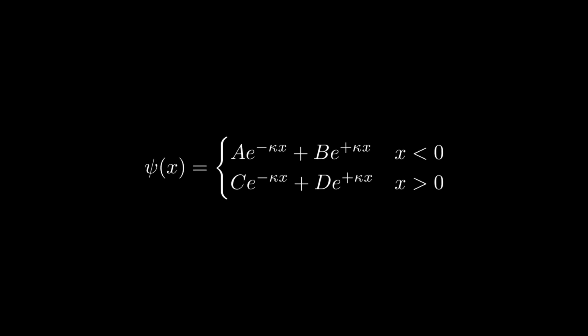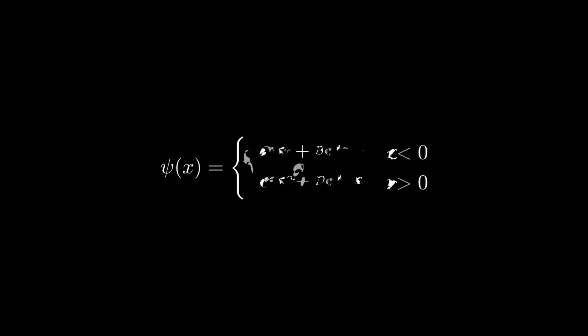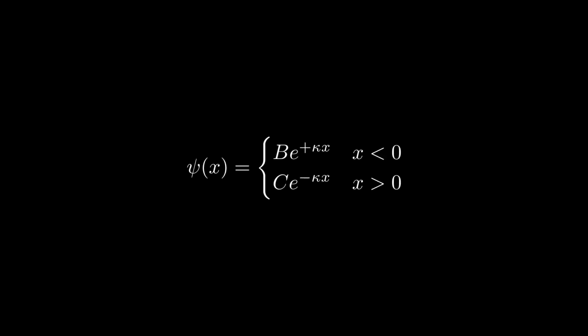Consequently, for x greater than 0 and x less than 0, we have that bound states must have the following form. Since the wave function must vanish as x goes to plus or minus infinity, we can cancel the negative exponential term for x less than 0 and the positive exponential term for x greater than 0, leaving us with the following.